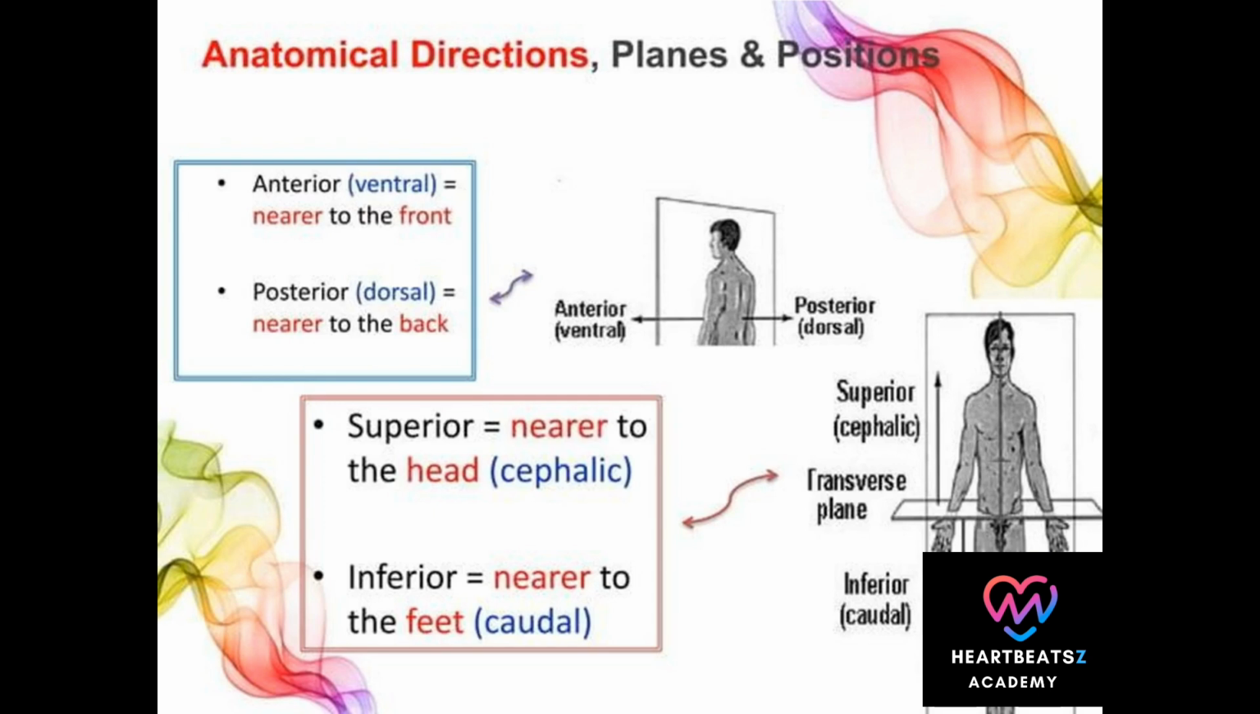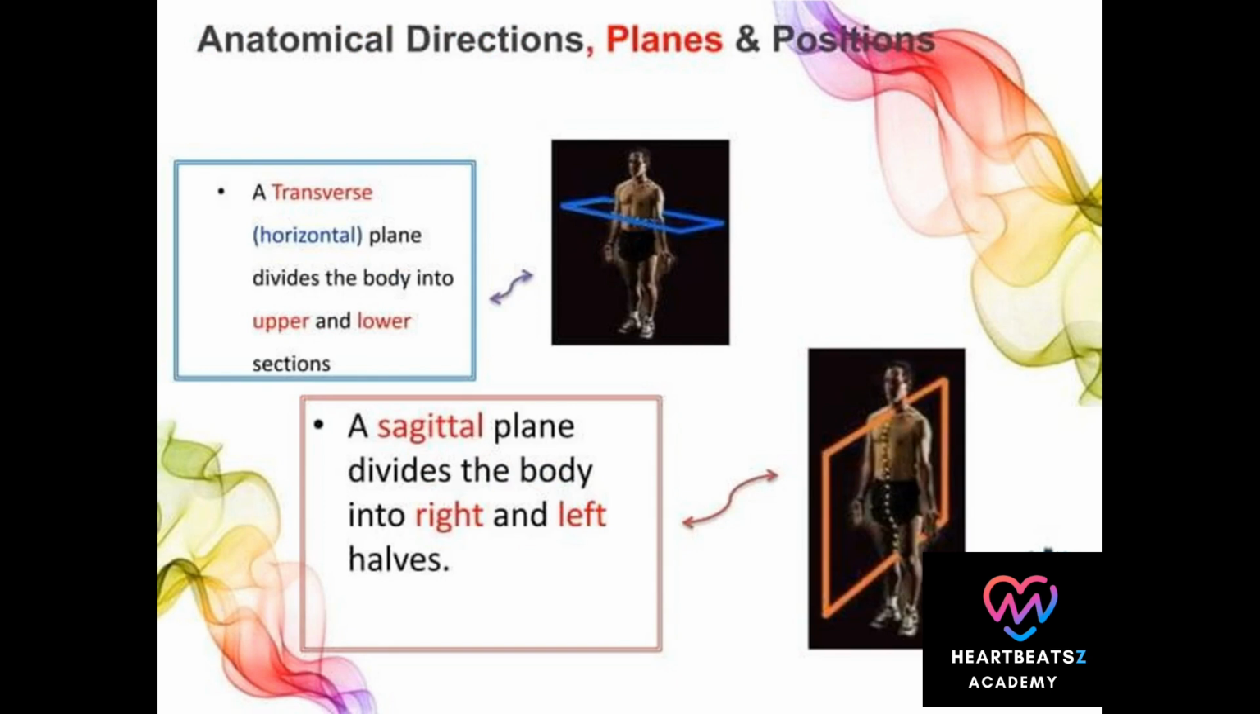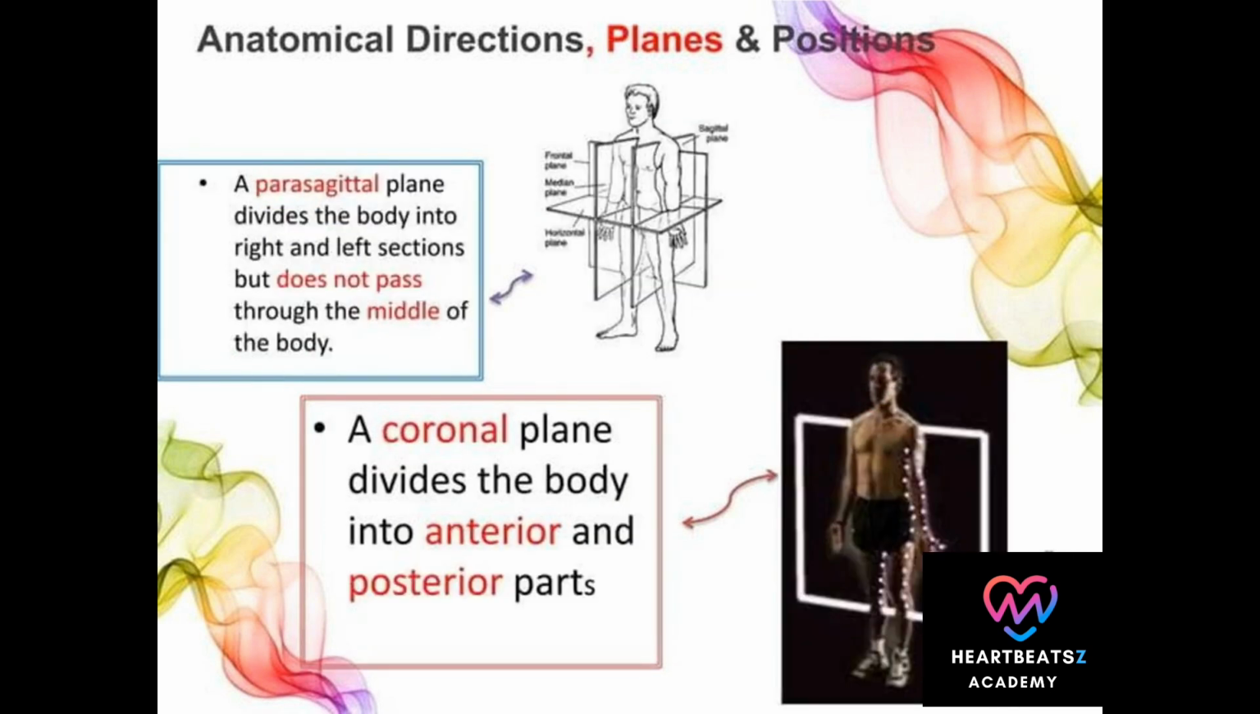Proximal refers to something closer to the origin of a body part, like the shoulder being proximal to the hand, and distal means farther from the origin. If we're talking about the front of the body, we use the term anterior or ventral, and posterior or dorsal refers to the back. Moving on to body planes, the transverse plane divides the body into upper and lower sections, while the sagittal plane splits it into right and left halves. Understanding these directions helps healthcare providers communicate clearly about a patient's condition or injury.